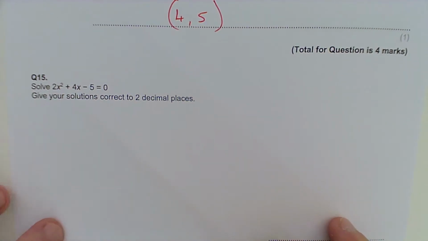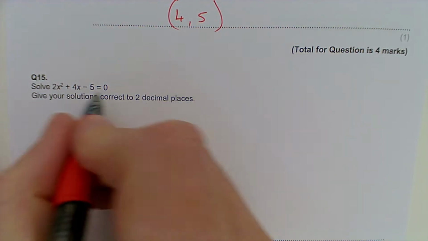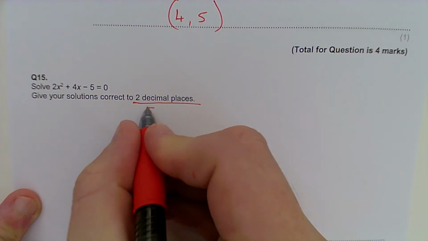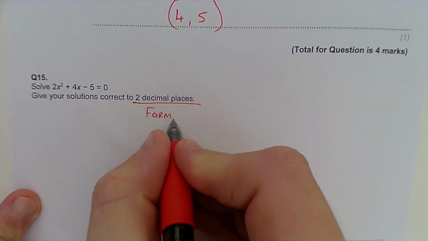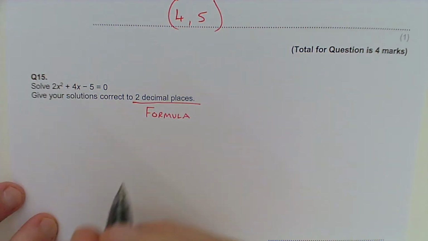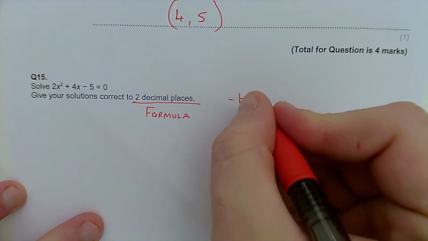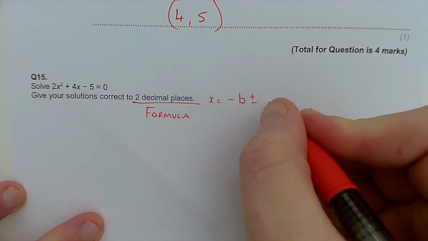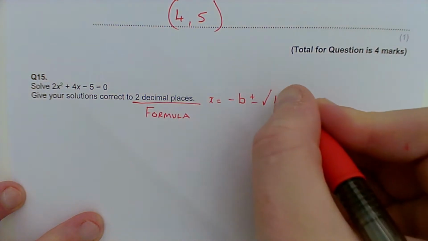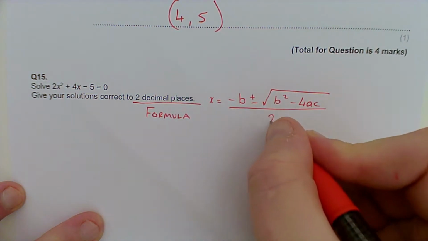Question 15. It's a quadratic, I can see it's a quadratic, and it says give my answer to 2 decimal places. So because of that, I'm going to use the formula. And the formula is given to you on your formula page at the front of your exam. The formula is x equals minus b plus or minus the square root of b squared minus 4ac all over 2a.